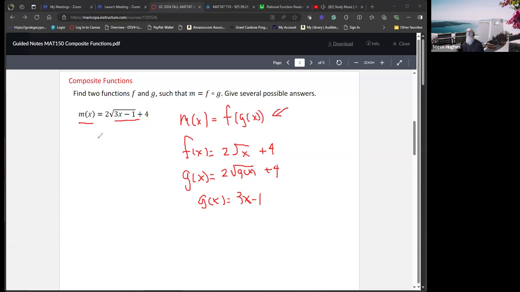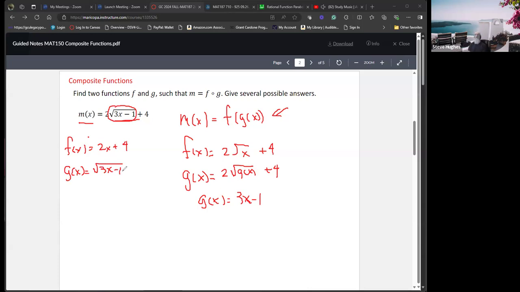What if I went over here and what if I said, all right, what about if f of x equals 2x plus 4? Okay, suppose I said that. Suppose I said f of x equals 2x plus 4. Then what would g of x have to be equal to? Exactly. G of x would have to equal this function right here, the square root of 3x minus 1.